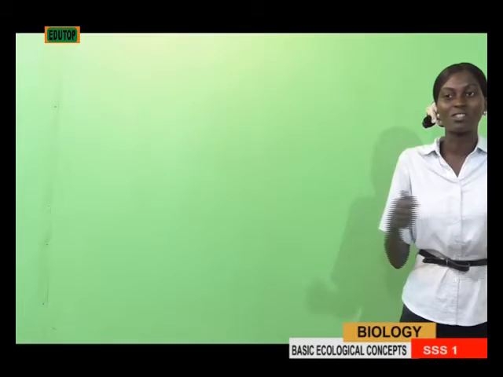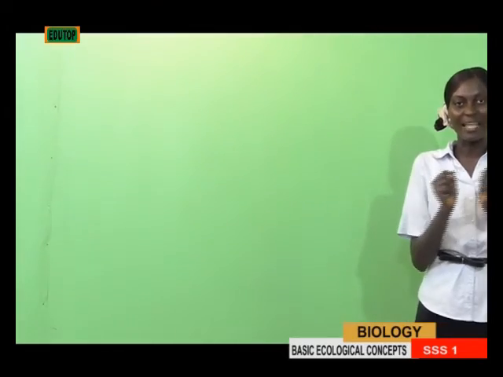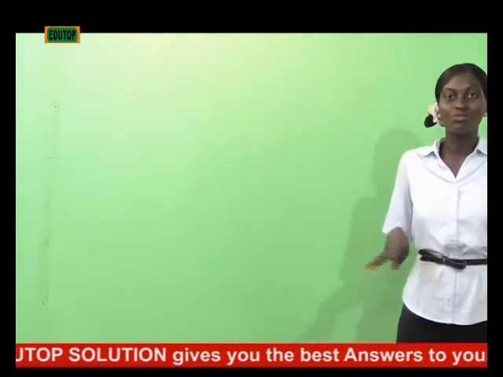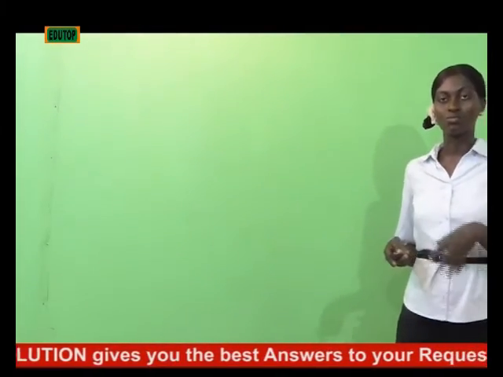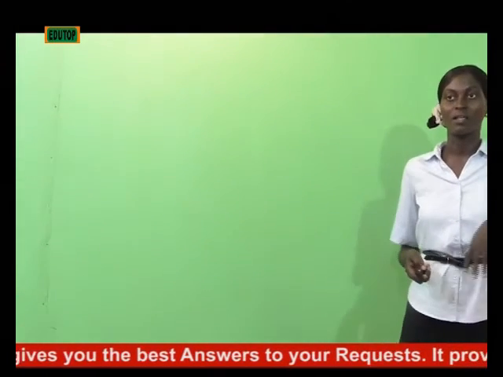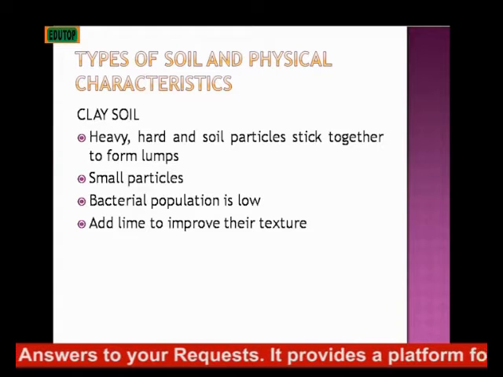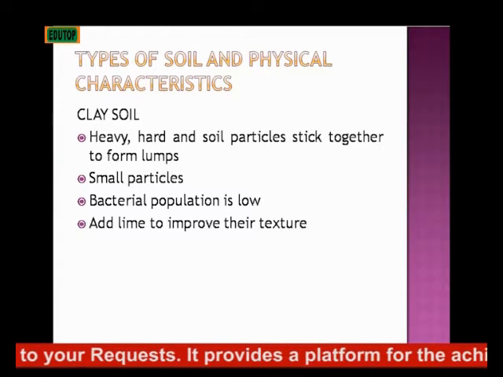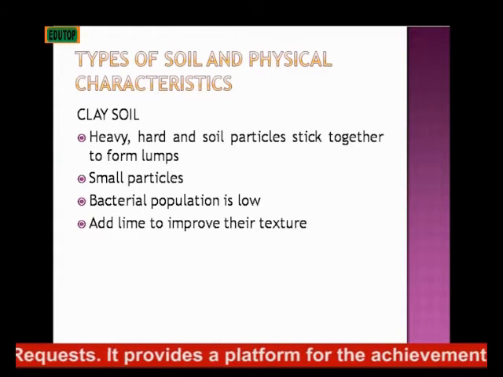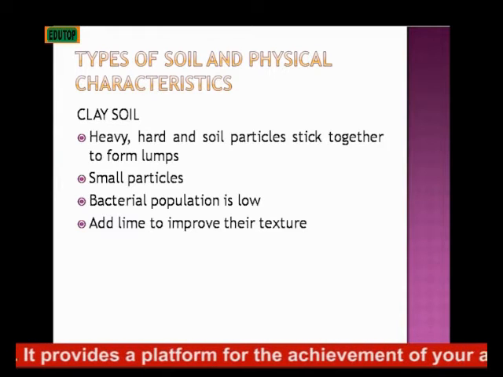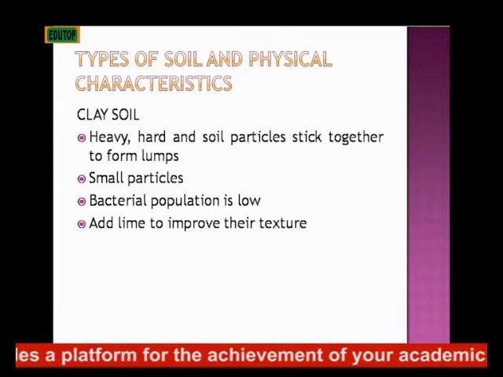So it just sticks together like that. It doesn't allow the roots of the plants to grow in it, to move in it. Then it is heavy and hard. The soil particles stick together to form lumps. So when they stick together and over time the soil gets dry, they just form lumps. Then the particles are small.